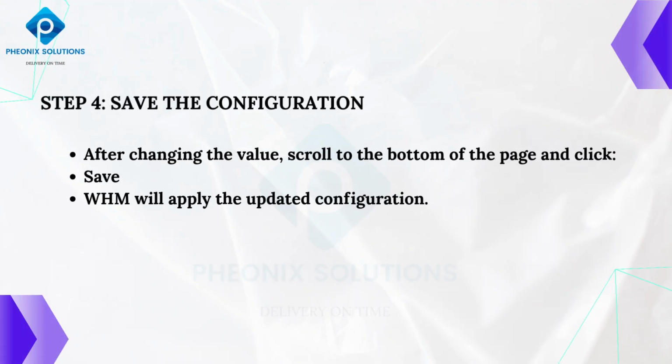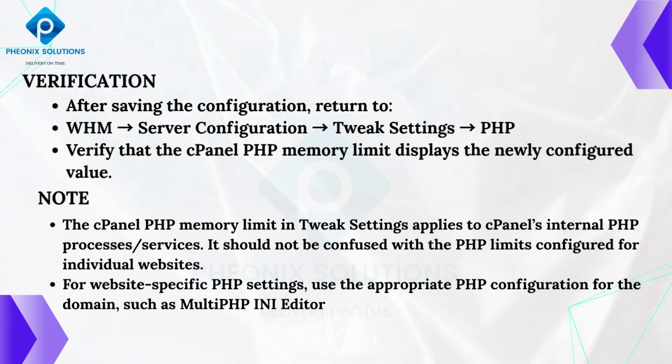After changing the value, scroll to the bottom of the page and click Save. Web Host Manager will apply the updated configuration. Verification. After saving the configuration, return to WHM and then Server Configuration and then Tweak Settings and then PHP. Verify that the cPanel PHP memory limit displays the newly configured value.